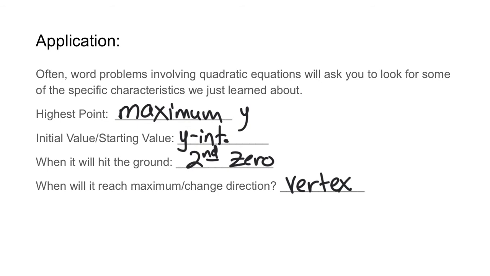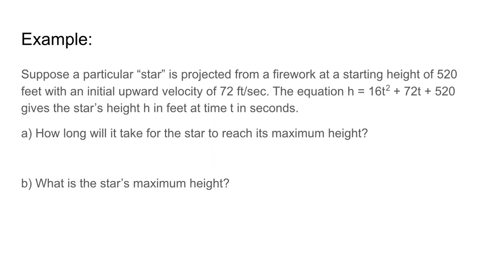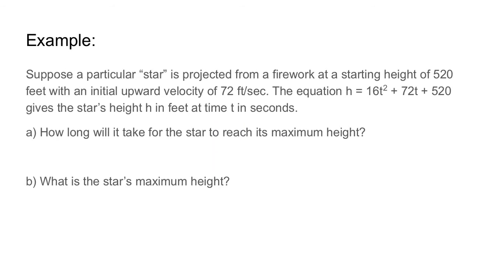All right, let's look at how this works in an actual problem. So this says, suppose a particular star is projected from a firework at a starting height of 520 feet with an initial upward velocity of 72 feet per second. The equation h equals 16t squared plus 72t plus 520 gives the star's height in feet at time t seconds. So we've got to graph this to be able to figure out the answers to these questions.